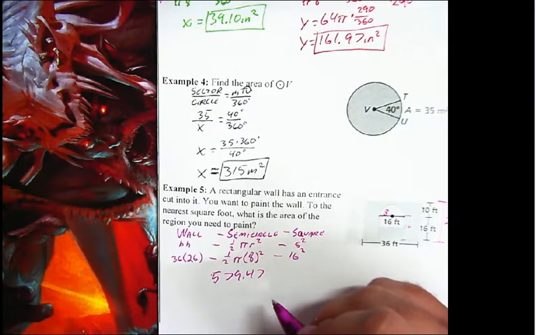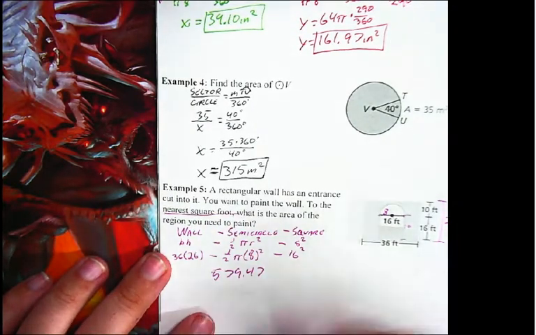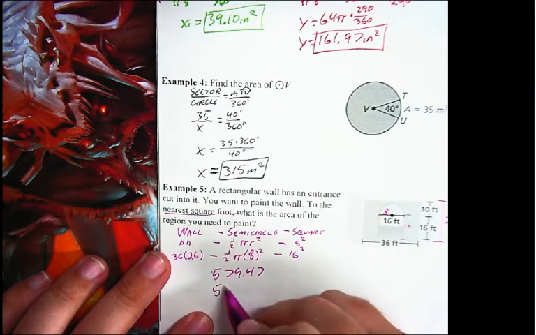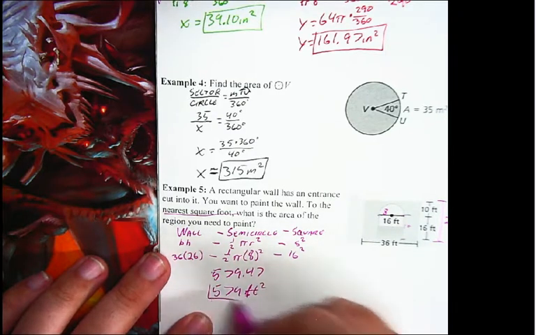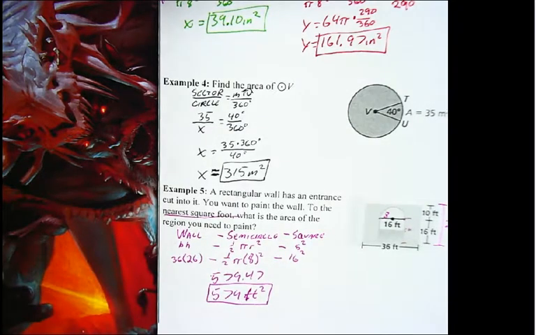The question says we want it to the nearest square foot, so we're going to round this, and it looks like we're rounding down. So 579 feet squared. There it is. So not too bad.